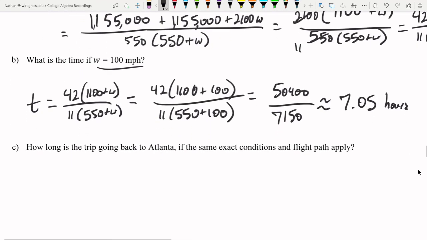Okay, now, how long is the trip going back to Atlanta if the exact same conditions and flight path apply? So instead of having a tailwind, now we're going to have a headwind. And really what we're saying here is if it's the exact same conditions, we have the exact same expression, what happens when W equals negative 100? Because it'd be pushing against the plane. So the plane's going to be going slower. Of course, in real life, there's no reason why they would do this unless they absolutely had to. But let's just assume this is the case and see what happens to the time of travel. Well, all we have to do is plug in negative 100 for W.